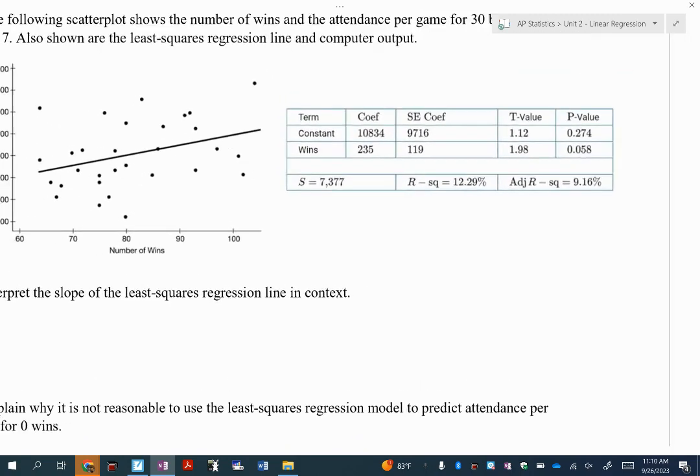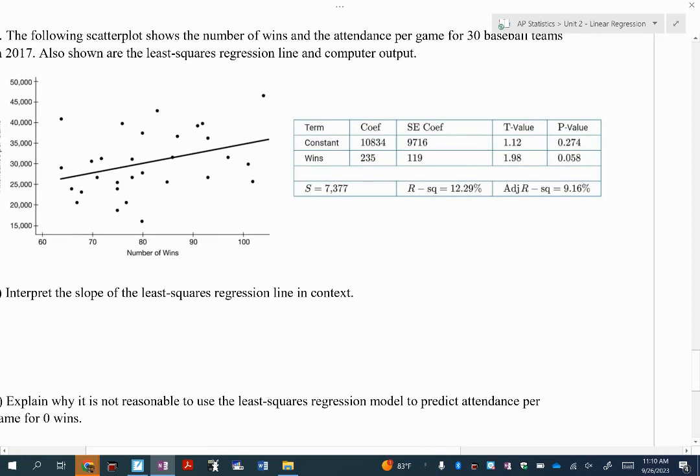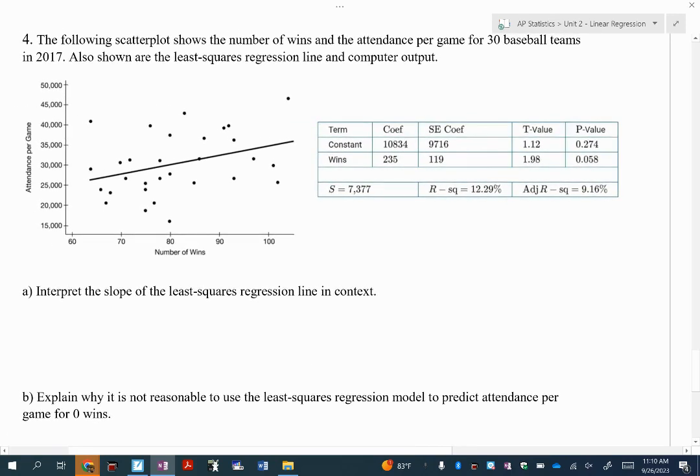So I'm going to write down underneath this table in the computer output the actual linear regression model, but understand that you don't have to do this step. I'm just trying to show you where to pull all this stuff from. So the y value is attendance per game. So I'm going to put y-hat equals my constant, which is 10,834, plus 235 times the number of wins.